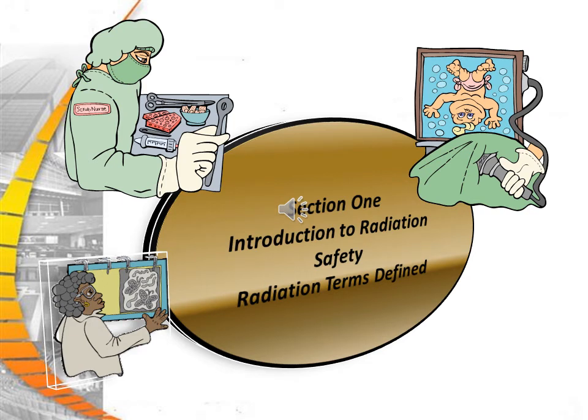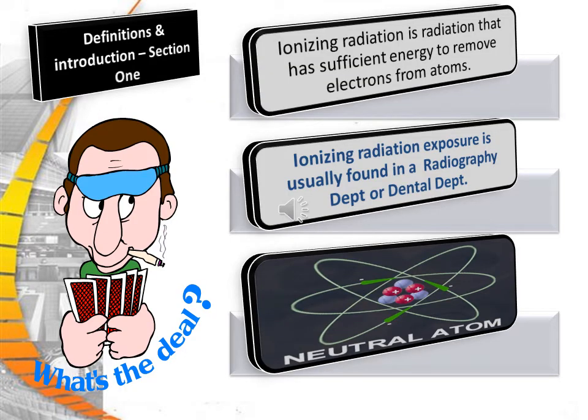Section 1, Introduction to Radiation Safety. Radiation terms defined. Ionizing radiation is radiation that has sufficient energy to remove electrons from atoms. Ionizing radiation is usually found in a radiography department or dental department.